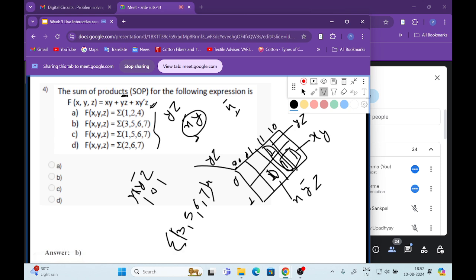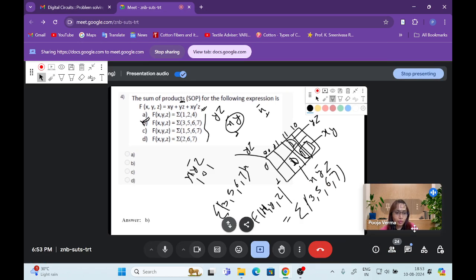So summation. Okay. So the answer will be f of x, y, z is equal to summation 3, 5, 6 and 7. Right. So this is the answer. Just match with the answers. So it is 3, 5, 6, 7, option B. Option B is the correct answer for this question. Okay. So have you understood this? How would you solve this type of problem?